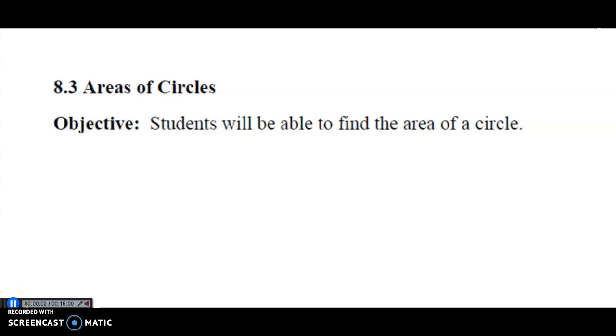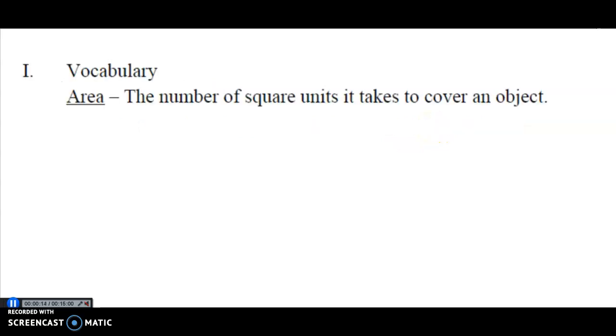Hello everybody, today we are going to do section 8.3, areas of circles, and today you're going to be able to find the area of a circle. Area is the number of square units that it takes to cover an object.